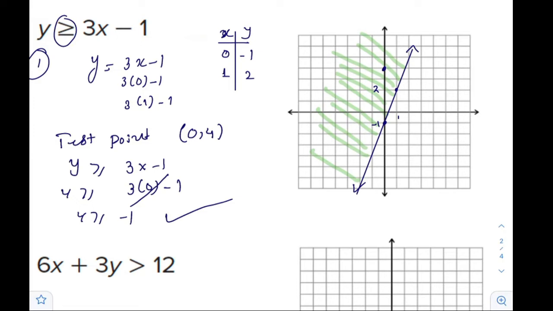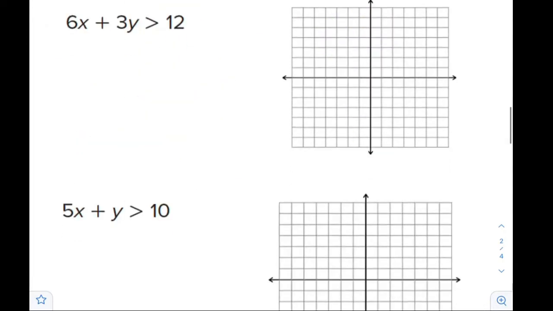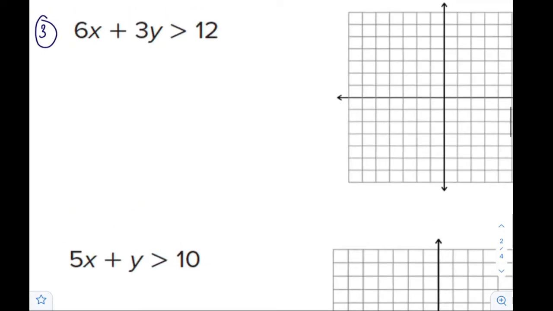So we have here revised how to graph using a table. Let's see this one. Question number 3, 6x plus 3y greater than 12. For this example, I would like to use the x-intercept, y-intercept method. However, I can simplify before. I can divide everything by 3. So it will be 2x plus y more than 4. It's easier to simplify. And now I can find the x-intercept, y-intercept, if you remember.